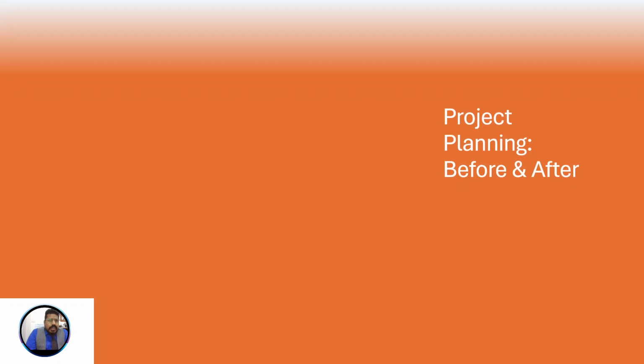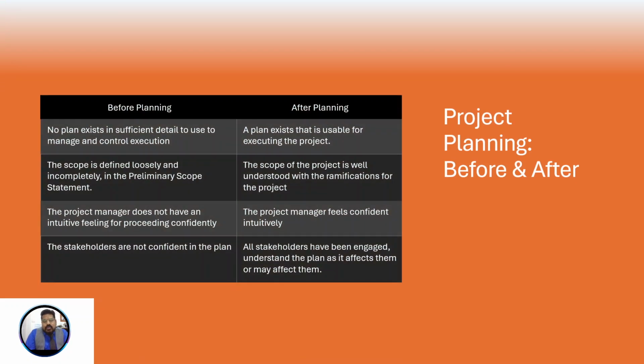Let's discuss planning. In planning, you have to deliver the project in a certain way, managing scope, time, and cost. Before planning, no plan exists in sufficient detail to use to manage and control execution. After planning, there's a plan which is usable for executing the project. The scope is defined loosely in the preliminary scope statement. However, after planning, the scope of the project is well understood, and the scope is further divided into work breakdown structures.